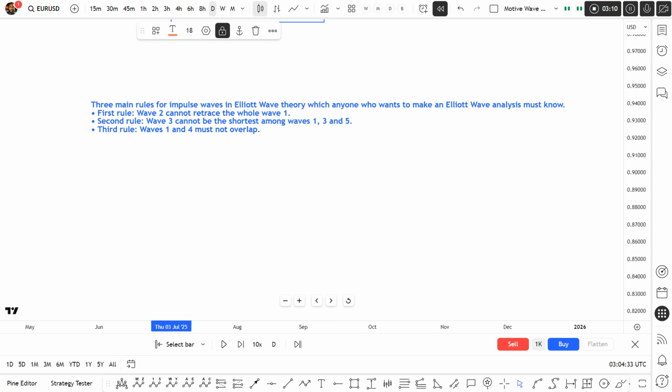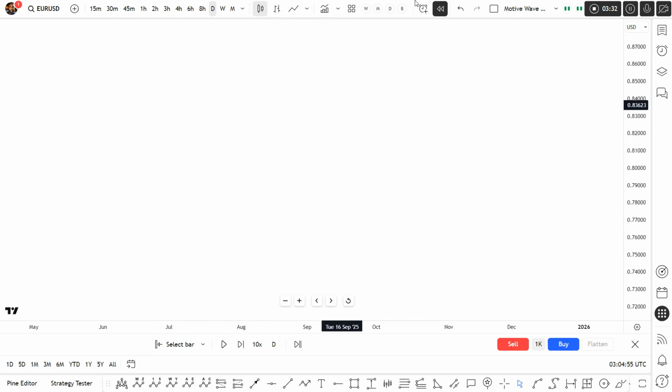Wrong. So these three basic rules are the important rules that we are going to use inside the motive wave of impulse. It is very, very important to make use of these three basic rules. If our rules are not applied, our counting is also what? Is wrong. Now, let's start the counting.